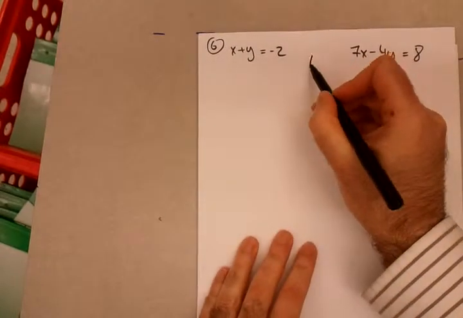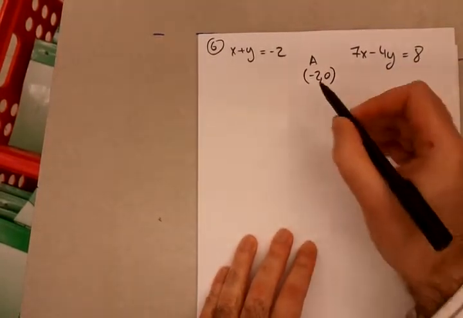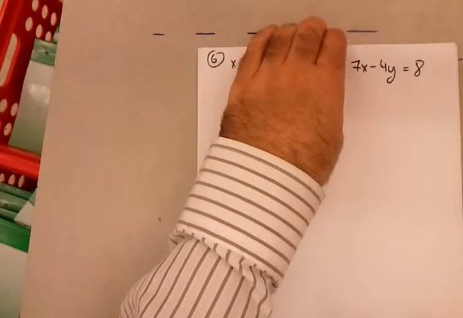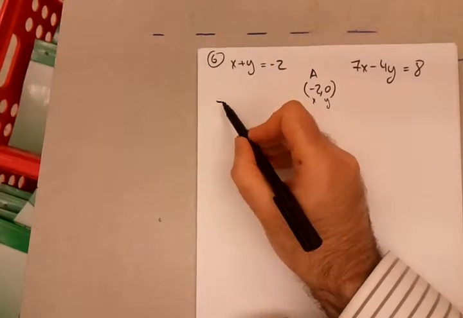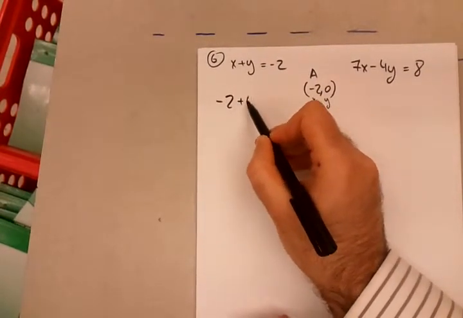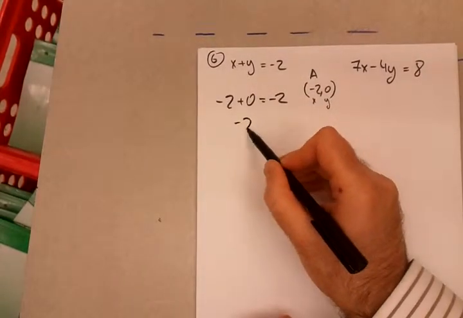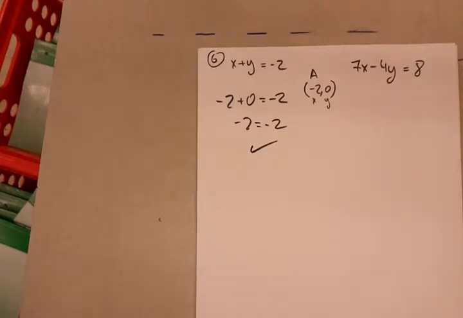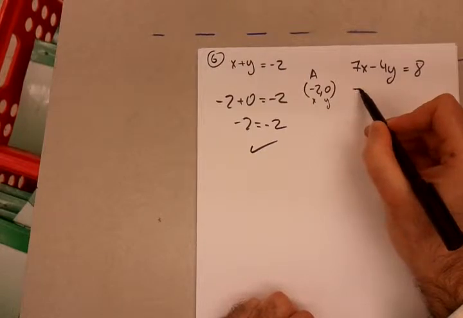So A says -2, 0. That's the x, that's the y. First one's x, second one y. So let's go ahead and plug them in into the first equation and see if it works. -2 plus 0 equals -2. I just plugged them in. -2 equals -2. Check. So it works for the left one. Now let's see if it works for the right one. It's got to work for both, or it's not a solution.